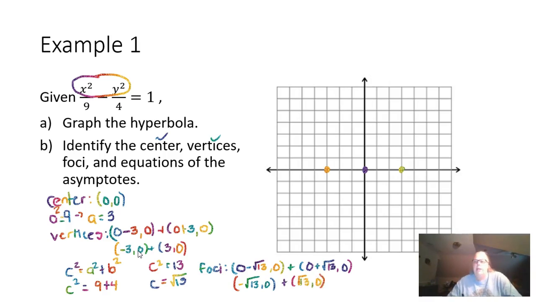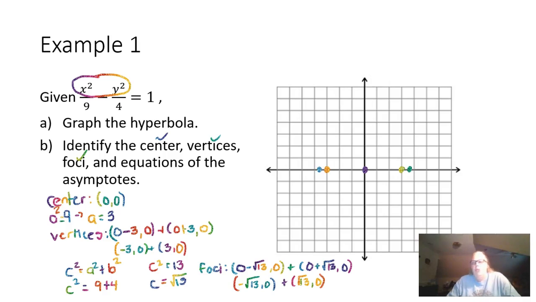Now, if we want to estimate that, the square root of 13 is going to be somewhere in between 3 and 4. So that means our foci will be located somewhere in this area right here, a little bit past -3, and somewhere out here a little bit past +3. Okay? All right. And we want to get to the equations of the asymptotes, which I'll get to in just a second. Let me go ahead and show you. We can go ahead and graph this thing.